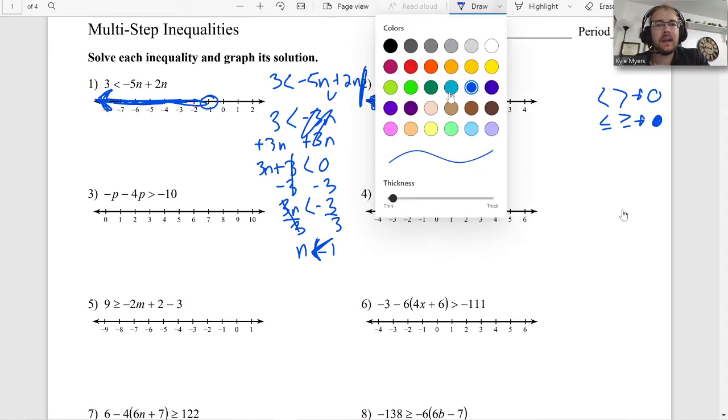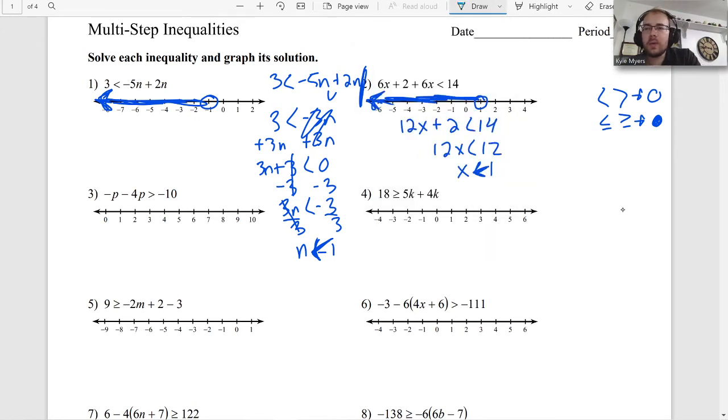All right, let's go ahead and change colors here. So we want to do negative p minus 4p. If it says negative p, how many p's is that? There's one of them. If there's no number, like if I have a pen, that's 1 pen. So negative p is negative 1p minus 4p. They both have the same sign, so I'm going to add them to get negative 5p.